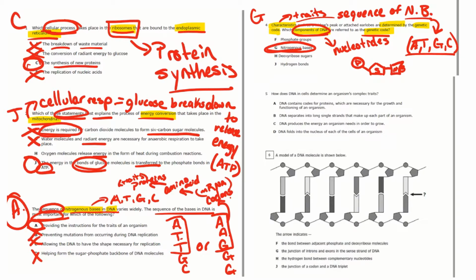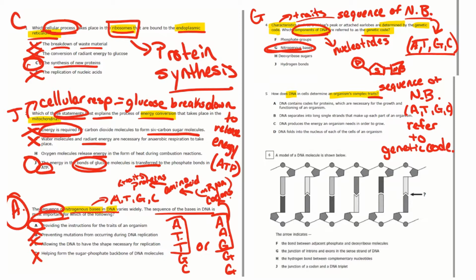Number 5, how does the DNA in cells determine an organism's complex traits? So this seems like the same information is being transferred from one question to another. So just think about it. We said that traits are coming from the sequence of the nitrogenous bases, that these nitrogenous bases are A, T, G, and C. Now, we refer to these as genetic code.